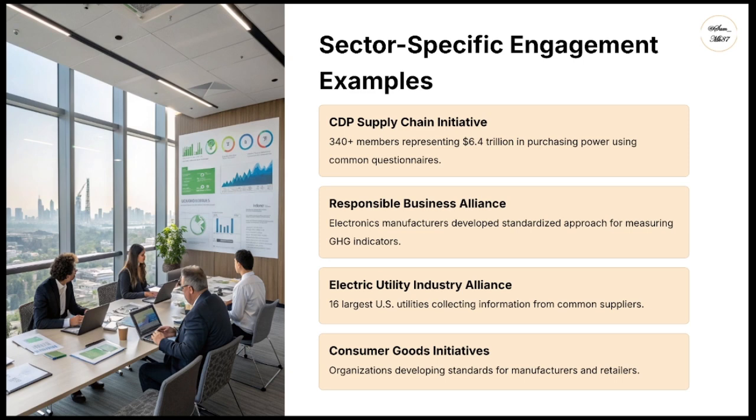In the electronics sector, there is the Responsible Business Alliance, which has created a standardized GHG measurement approach. The Electric Utility Industry Alliance includes 16 of the largest US utilities, which are working together to collect climate-related data from shared suppliers. And the consumer goods sectors, manufacturing and retailing, are developing shared climate sustainability standards. These efforts aim to align expectations across the supply chain and also simplify reporting for suppliers.